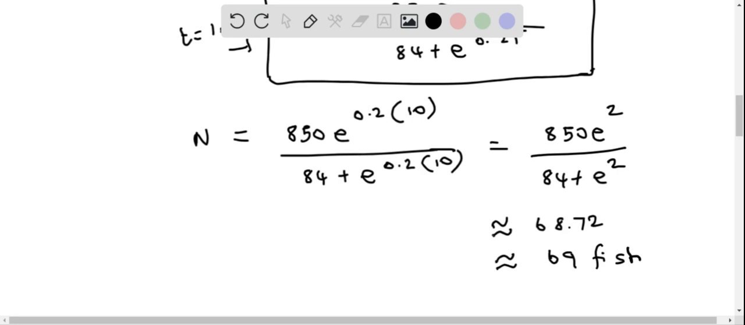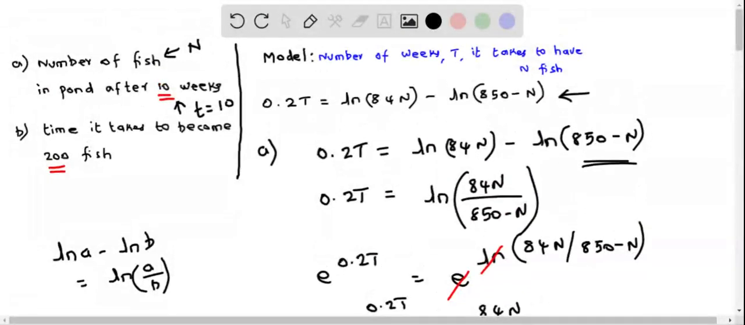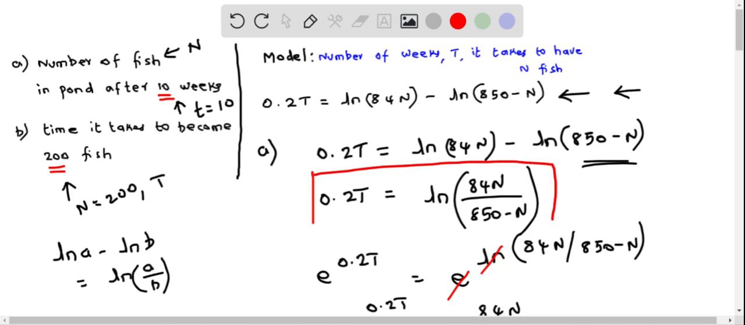Now let's answer part B. So let's go back and check the part B question. We have to determine the time it takes for n to become 200 fish. So basically n is given as 200 and we have to find the corresponding t. So we can use the given model. We are already given the model in terms of t, however I'm going to use the simplified form of the same model.